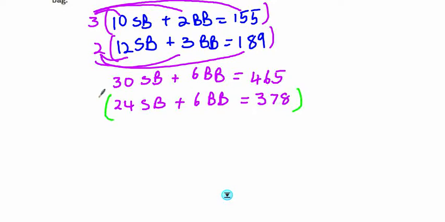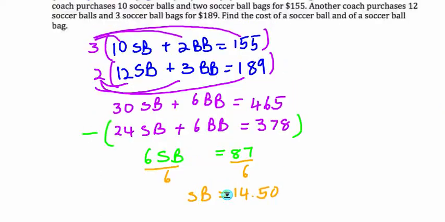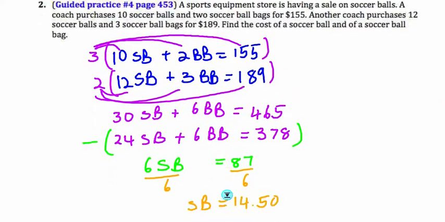At this point, what we're going to do is take our first equation, subtract the second equation. 30SB minus 24SB leaves us with 6SB. 6BB minus 6BB will cancel, which of course is by design. And then we have 465 minus 378, leaving us with 87. Okay, divide through by our unwanted factor of 6. And so a soccer ball is going to cost $14.50, 87 divided by 6.